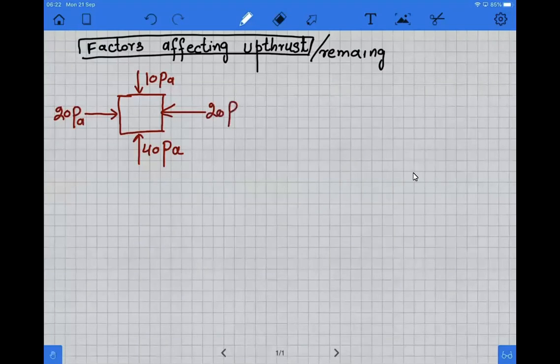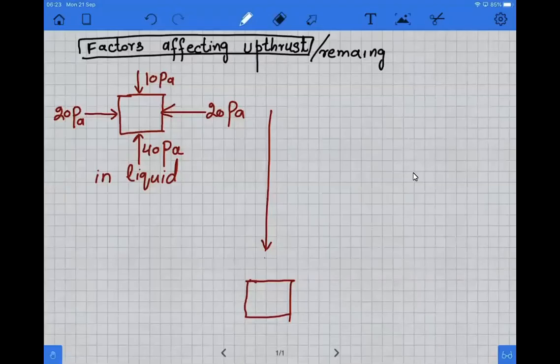Then if you take this rigid object towards depth in liquid, all the sides will move equal depth, and as a result the increase of pressure on all the sides would be the same. And what we'll get is that if the pressure on the top is increased by 30 Pascal, just for example, it becomes 40 Pascal after an increase of 30.